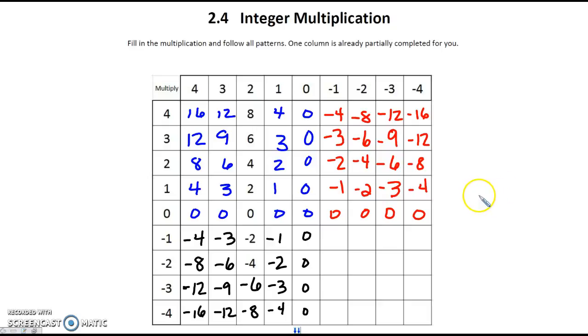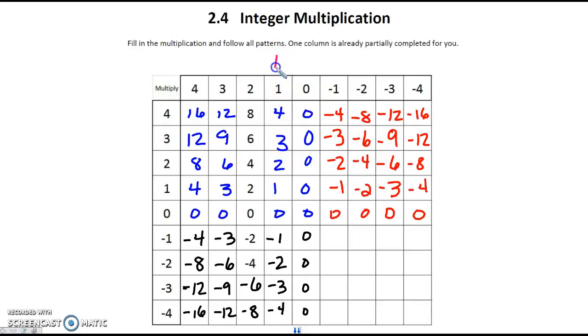Okay, so does your multiplication table look like mine so far? All right, good. Now, it's kind of hard for teachers to explain what happens when you take a negative number times a negative number. And so I like to use this multiplication table, and let's just follow patterns. Okay, let's start with an easy pattern.